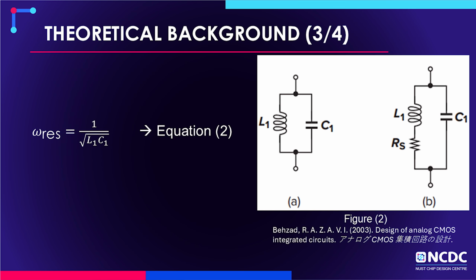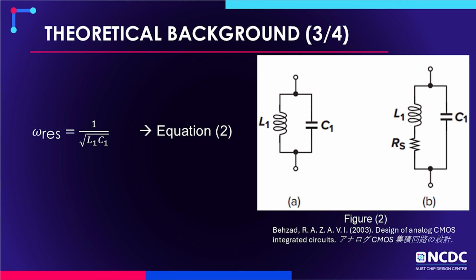As shown in Figure 2, an inductor L1 placed in parallel with a capacitor C1 resonates at a frequency given by equation 2. At this frequency, the impedances of the inductor, jωL, and the impedance of capacitor, 1 divided by jωC, are equal in magnitude but opposite in phase. This results in an infinite total impedance at resonance.